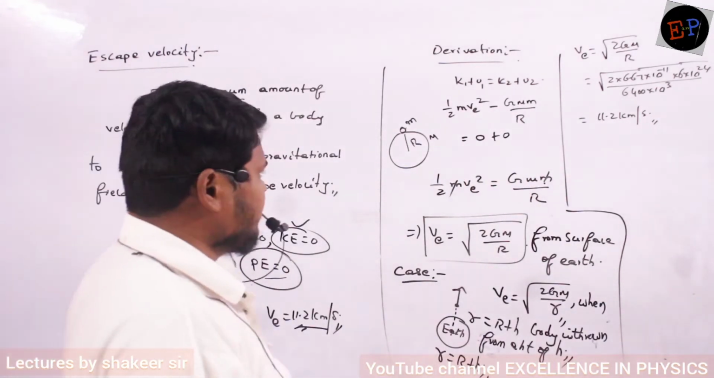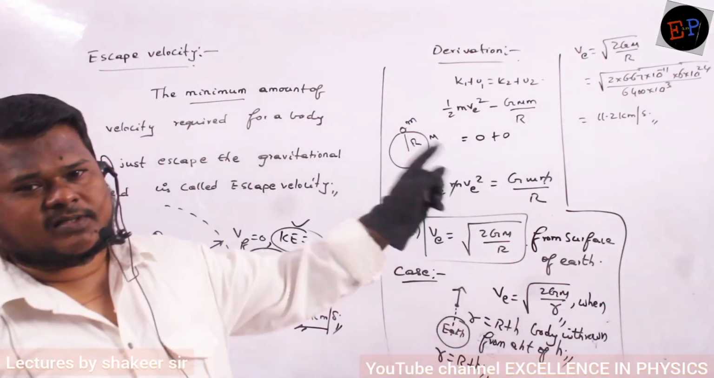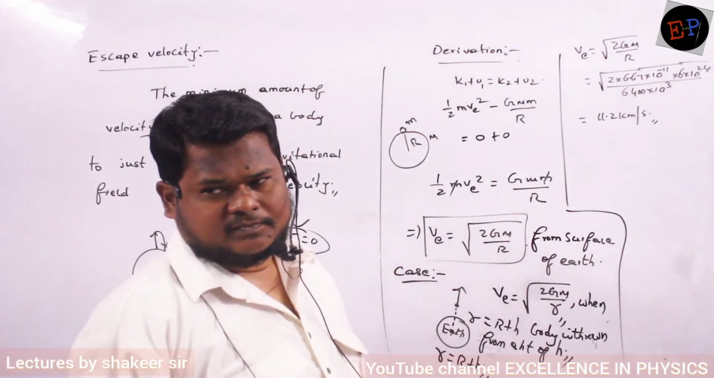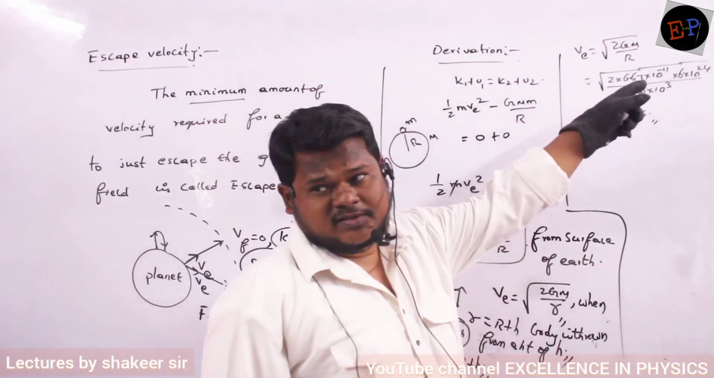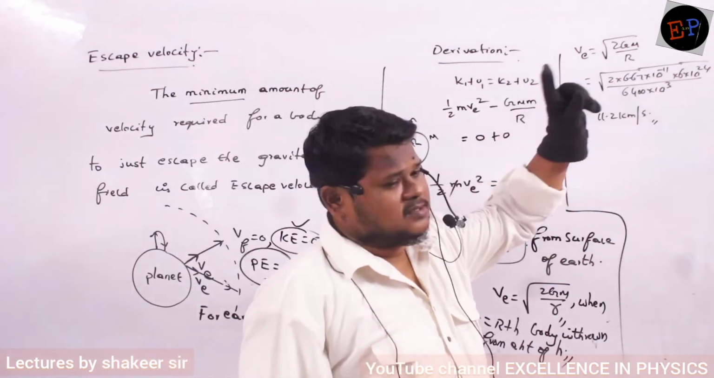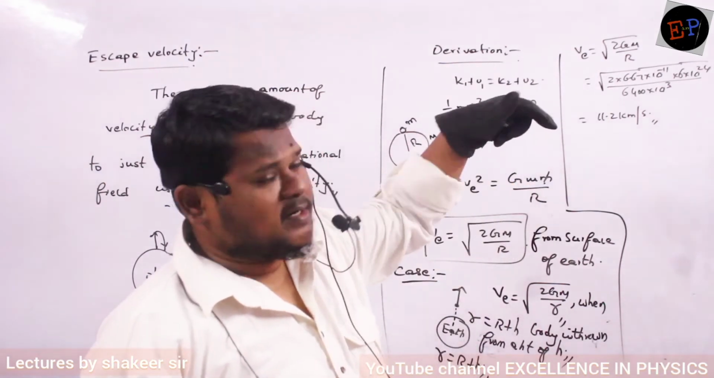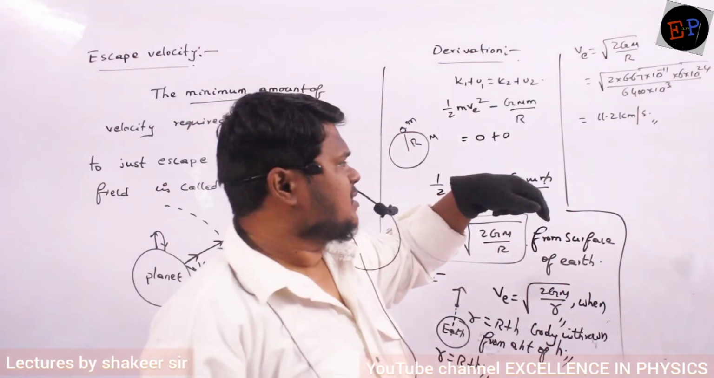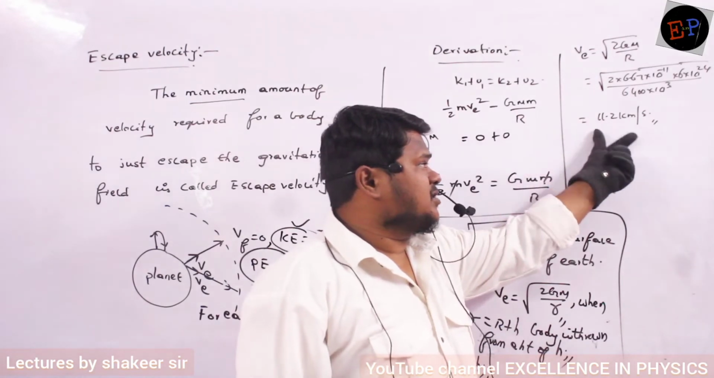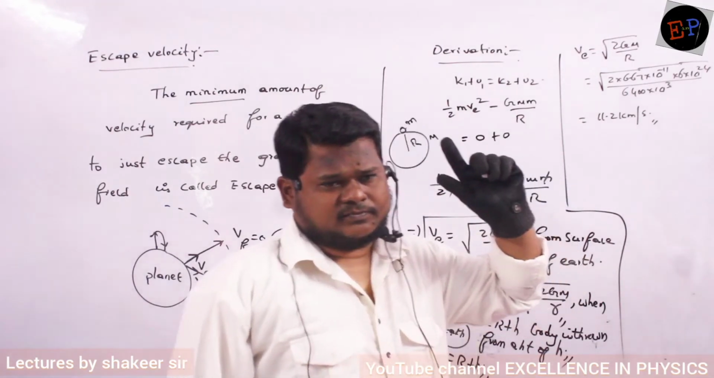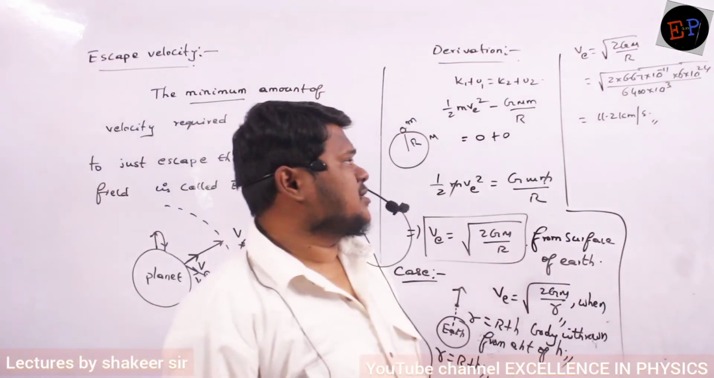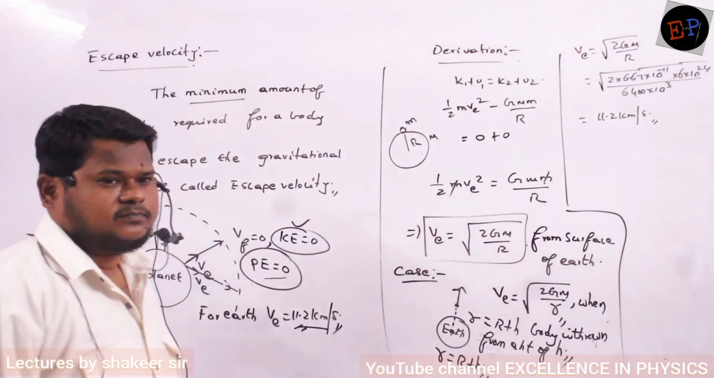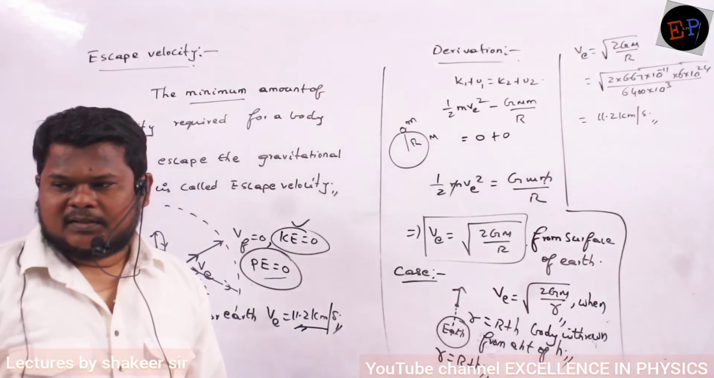Different planets have different escape velocities. For earth, this is the escape velocity. G is a universal constant, it will never change. Mass and radius of the planet will change. So if I throw any body with this much velocity in any direction, then the body will escape the gravitational field of earth. Understood?